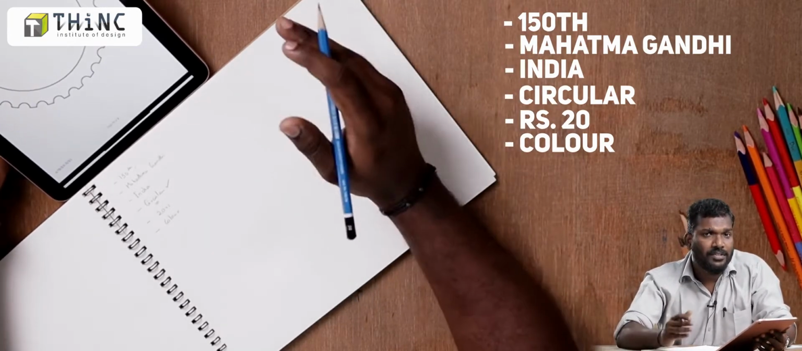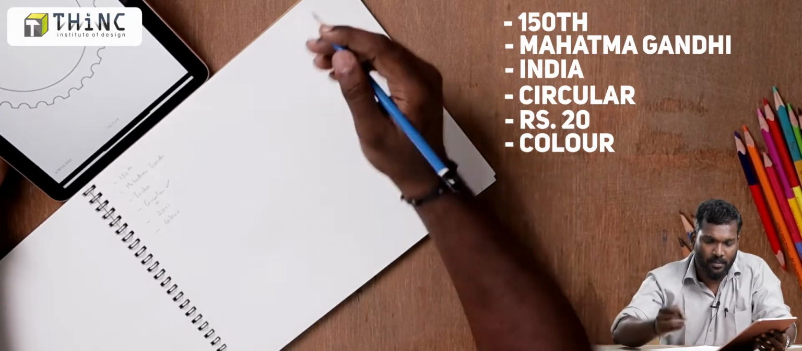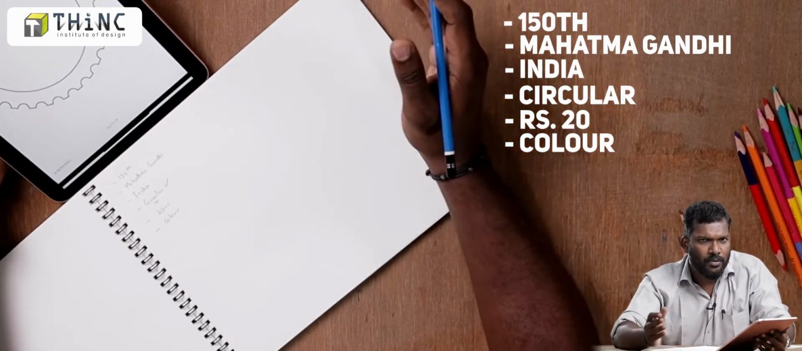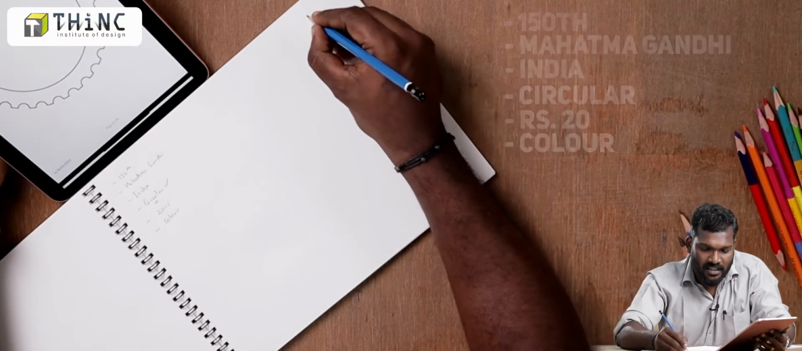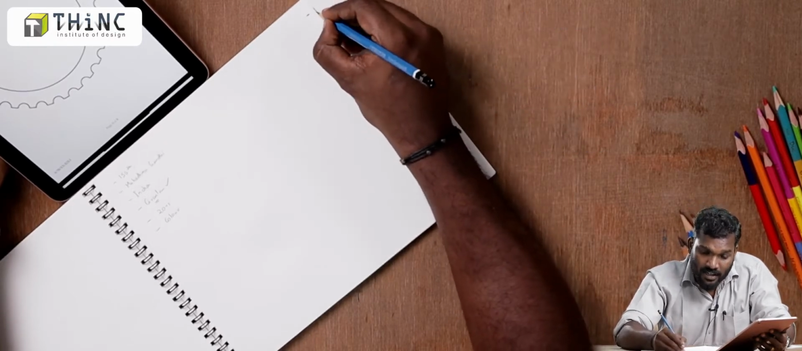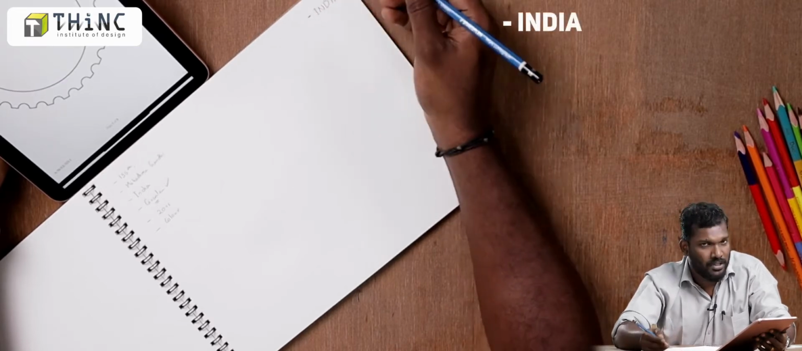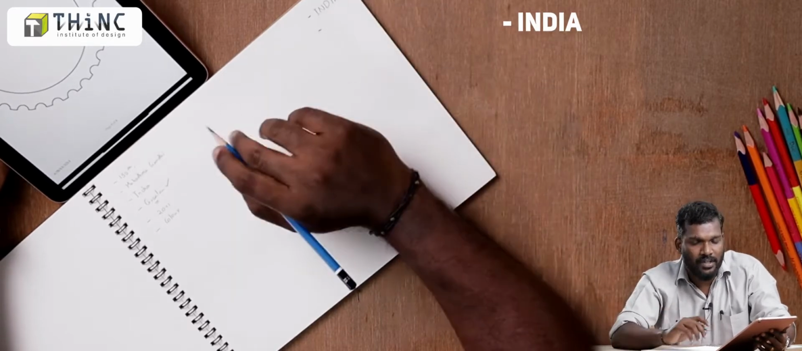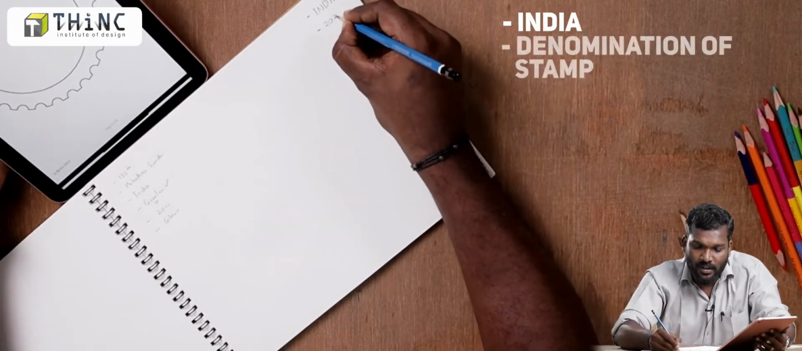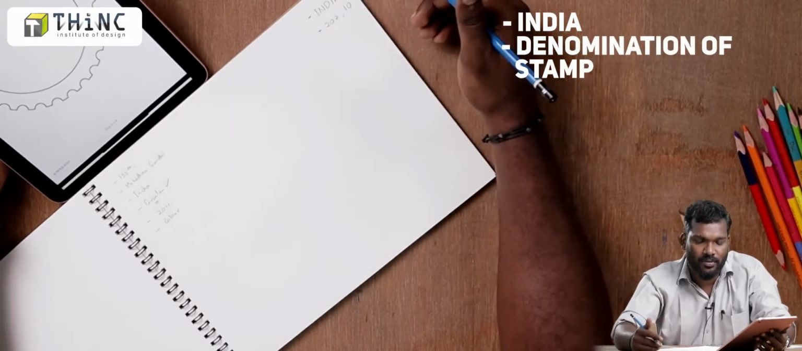Similarly, when it is a stamp, there are mandatorily certain elements that have to be kept in mind. For example, when you are designing a stamp, do anyone know what are the key aspects that has to be kept in mind? Yes, you are very correct. First one is the country of origin, which is definitely India. First you have to incorporate the country of origin. Second one is the denomination of the stamp. What is the worth of the stamp? Is it 20 rupees? Is it 10 rupees? Or is it 15? Whatever it is, you have to incorporate the denomination of the stamp.